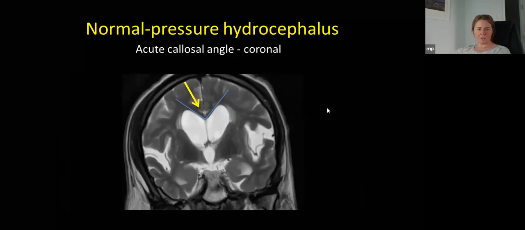Another feature very useful to look at, I find, is these what we call acute callosal angles. So you go to the level approximately of the posterior commissure and you measure this angle here. Now, this angle is acute. So in combination with the enlarged sylvian fissures, I would again here be saying this is probably going to be NPH.